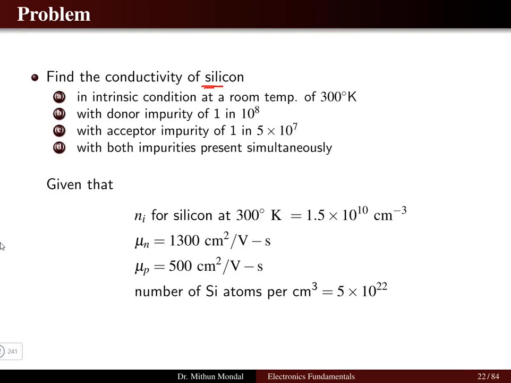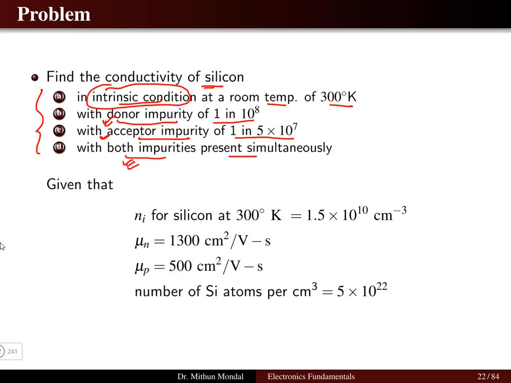At room temperature of 300 Kelvin, we have to find the intrinsic conductivity. Then we find what happens if a donor impurity of 1 in 10 to the power 8 is added, which is given. The acceptor impurity is 1 in 5 into 10 to the power 7, and then both impurities present simultaneously. So these are the different points that we need to find. How many electrons and holes are there in the intrinsic material? If we add a donor impurity, what will happen? If we add the acceptor impurity, what will happen? And if both impurities are present, then what will happen?